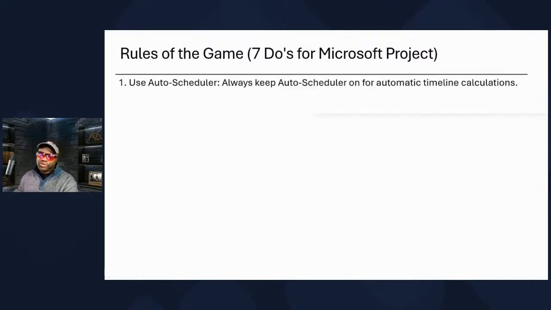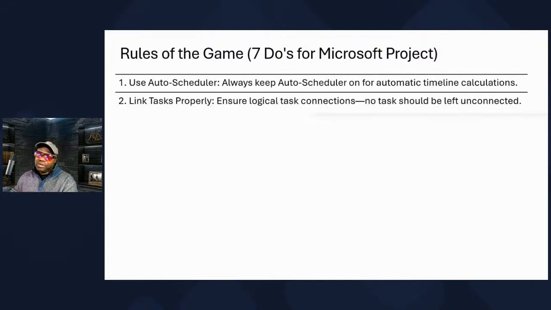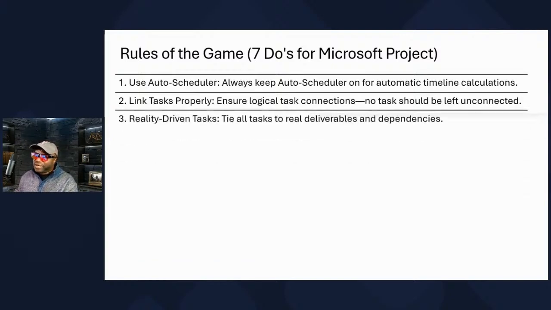Number 1, use the auto scheduler like I did. Turn it on. Number 2, link tasks properly, as you've seen me start to do. You ensure the logical task connections. No task should be left unconnected. Number 3, we want reality-driven tasks. We want you to tie all tasks to real deliverables and dependencies.